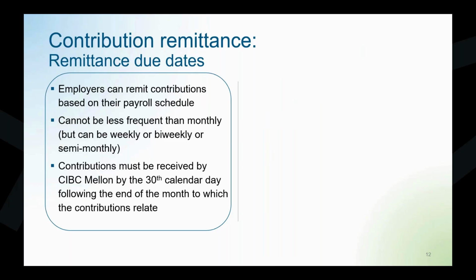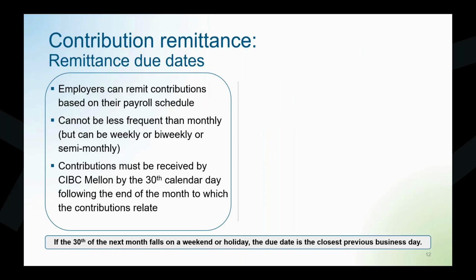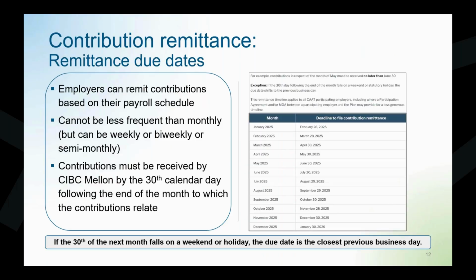That means, for example, that contributions for the month of October 2025 would normally be due to be received by November 30th. However, if the 30th day is a weekend or a holiday, the due date moves to the closest previous business day. So since November 30th is a Sunday, October contributions are due on November 28th. For easy reference, the employer manual contains a list of the due dates by month. Although the schedule currently shows only up to December, it will be updated with 2026 dates very soon.